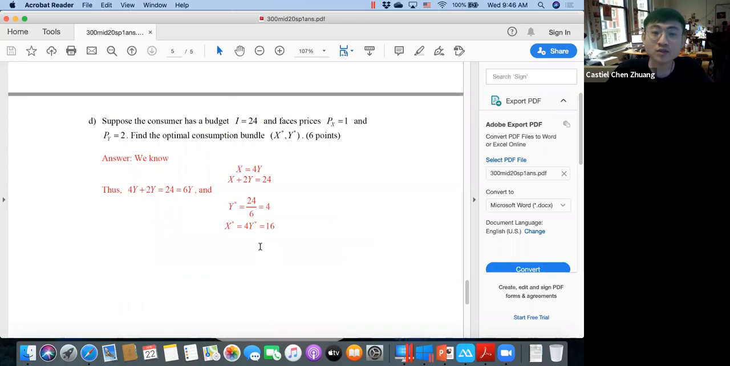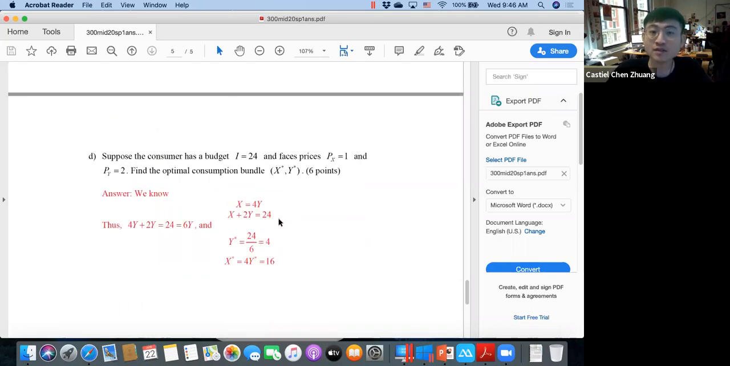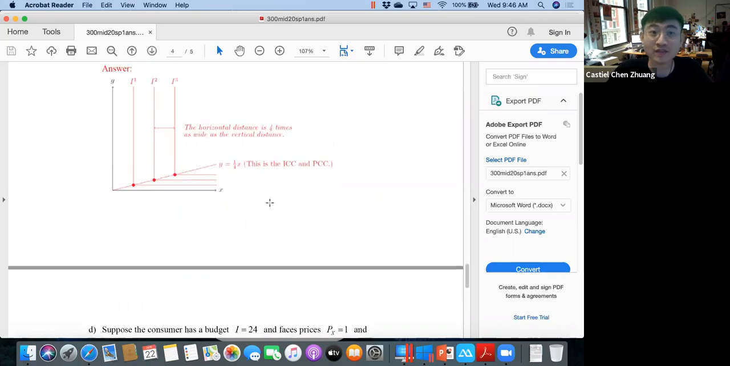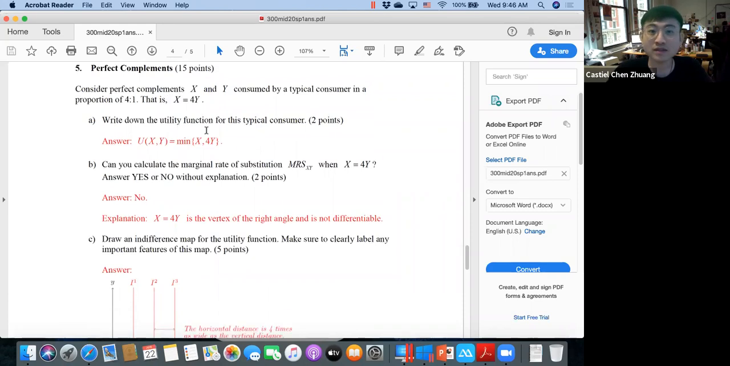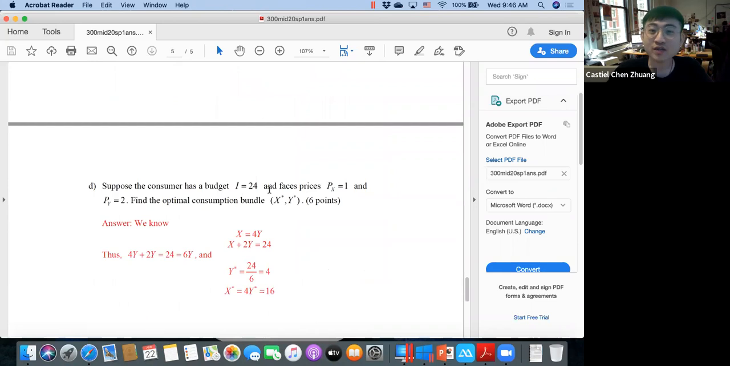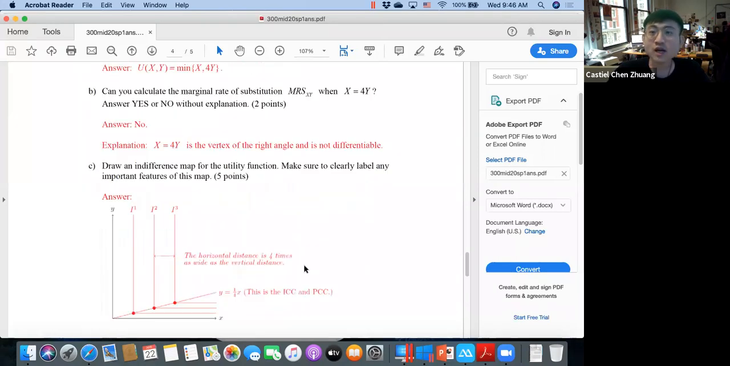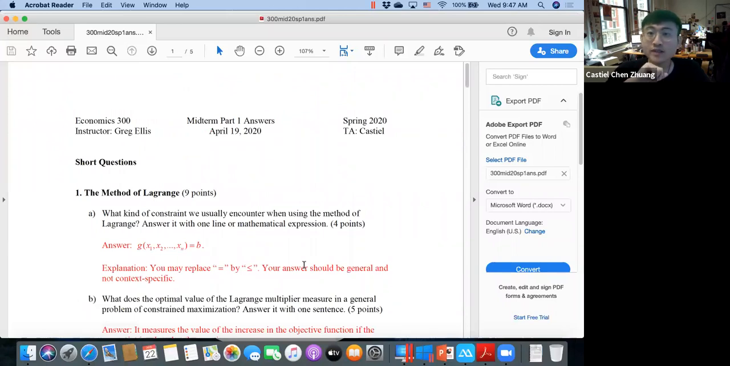And finally, to get the optimal consumption bundle, it's not very hard. You have x equals 4y already given by this question, right? X equals 4y. You don't even need to know what the utility function is. And then you have a budget equation, right? The budget equation says that the price of X, 1 times X, plus the price of Y, 2 times Y is equal to 24, your income or your budget. Then using these two equations, you should be able to get X and Y, which are 16 and 4. So this is really all this midterm 1 is about.